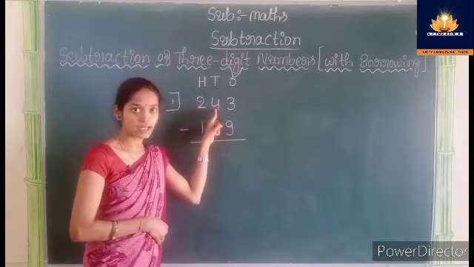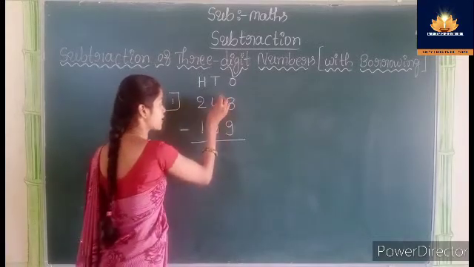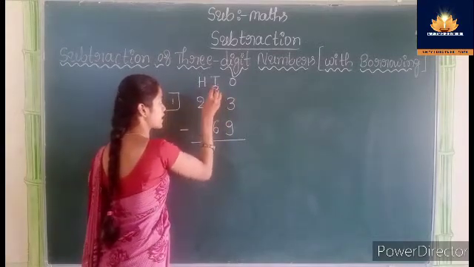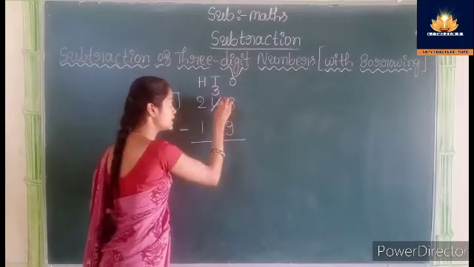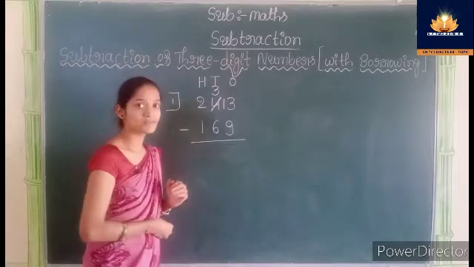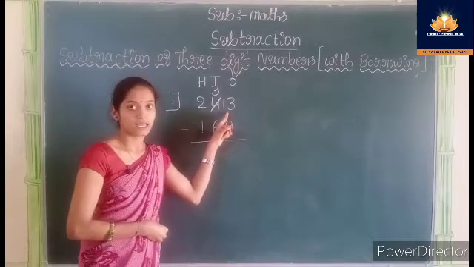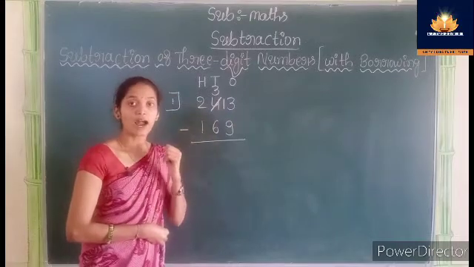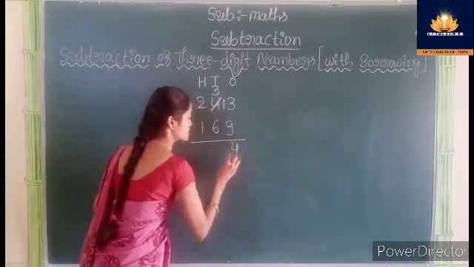After borrowing 1 ten from these 4 tens, this 4 tens becomes 3 tens. And now here we have 13 ones. Now subtract 9 from this 13. That is 4. And that 4 should be written in ones place.